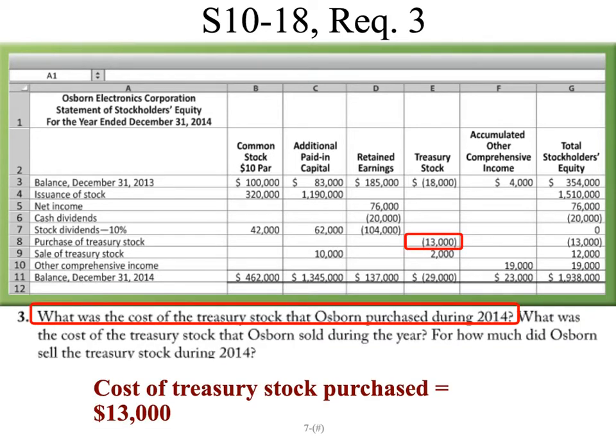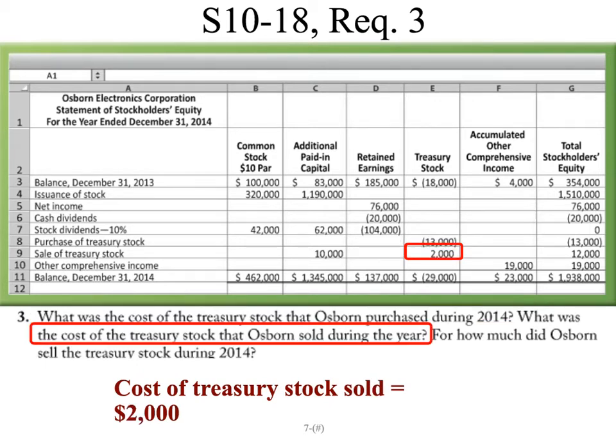Requirement 3 asks us, what was the cost of the treasury stock that Osborne purchased during 2014? Well, we look at row 8, purchase of treasury stock, we see $13,000. What was the cost of that stock? It tells us $13,000 from this statement. Next, we're asked the cost of treasury stock sold. So we go down to row 9, sale of treasury stock, $2,000.